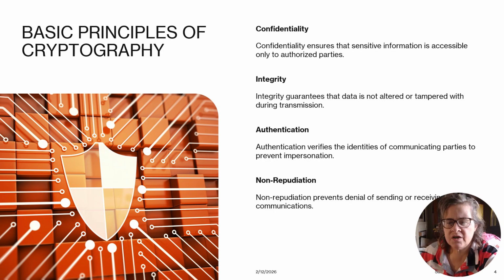Cryptography is centered on confidentiality, integrity, and authentication. So CIA: confidentiality, integrity, and authentication, and non-repudiation prevents denial of sending or receiving of communication. Authentication verifies the identities of communicating parties. Integrity guarantees the data has not been altered or tampered with. Confidentiality ensures that sensitive information is accessible to only authorized parties.